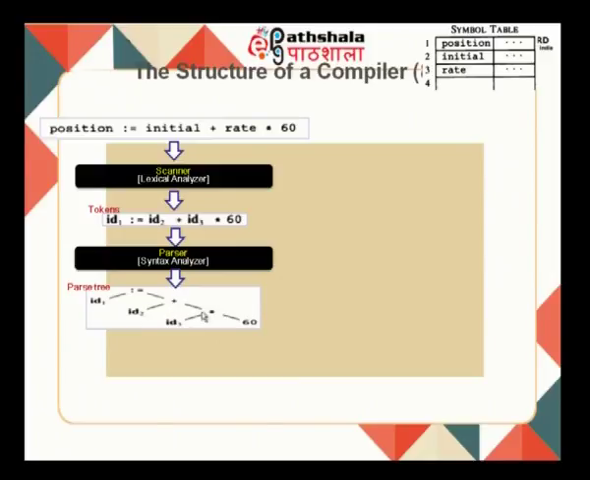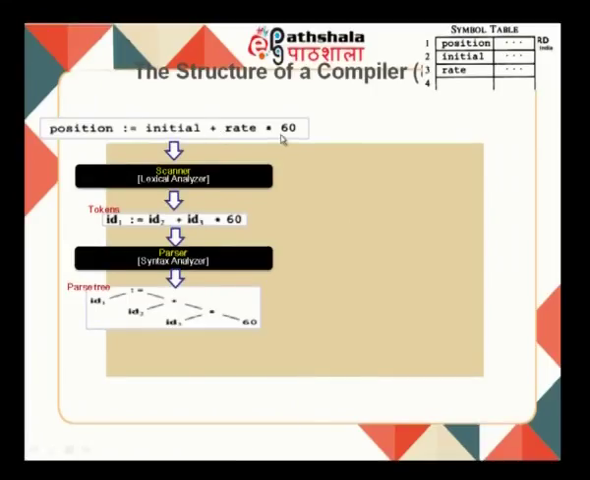With that, what will I add? I will add the multiplied value of ID 3 into 60. So, this is what it constructs. As of now, it does not understand what is happening here, how it should compute, but simply validates whether the statement position is equal to initial plus rate into 60 is valid or invalid. It will check and put it here.